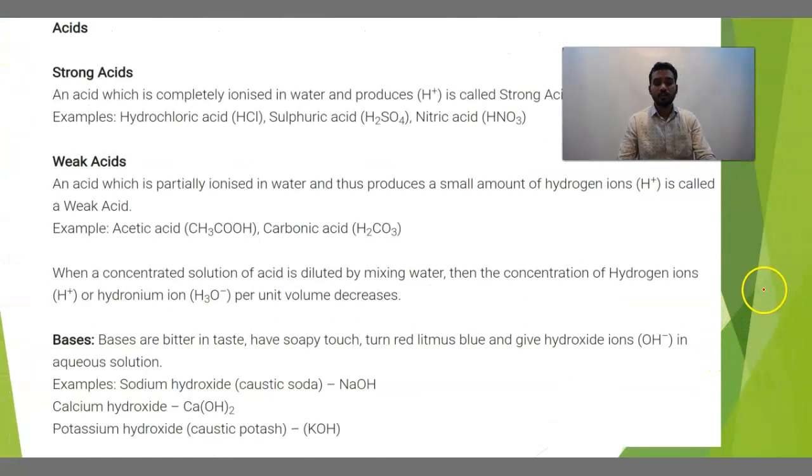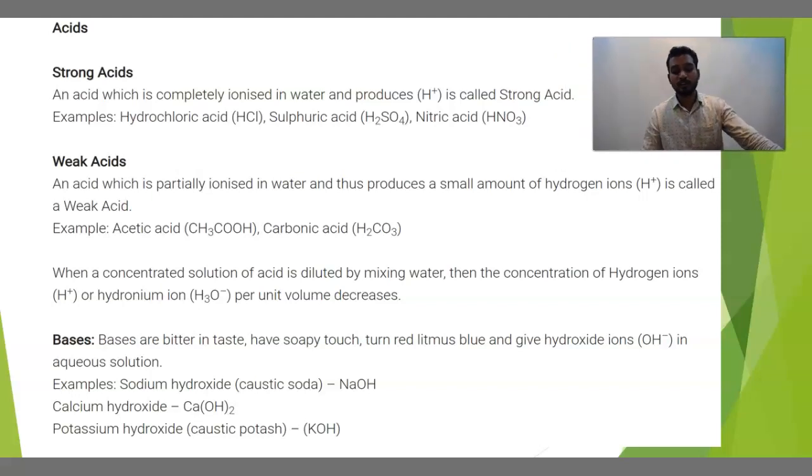Similarly, acids. We are going to classify acids in two ways: strong acid and weak acid. Again, bases are also strong bases and weak bases. You can study this. So these are different types of acids. An acid that is completely ionized in water and produces H+ ions is known as a strong acid. When the acid reacts with water, it gives positive and negative ions. Examples: HCl, sulfuric acid, nitric acid. Out of these, the strongest acid is HCl.